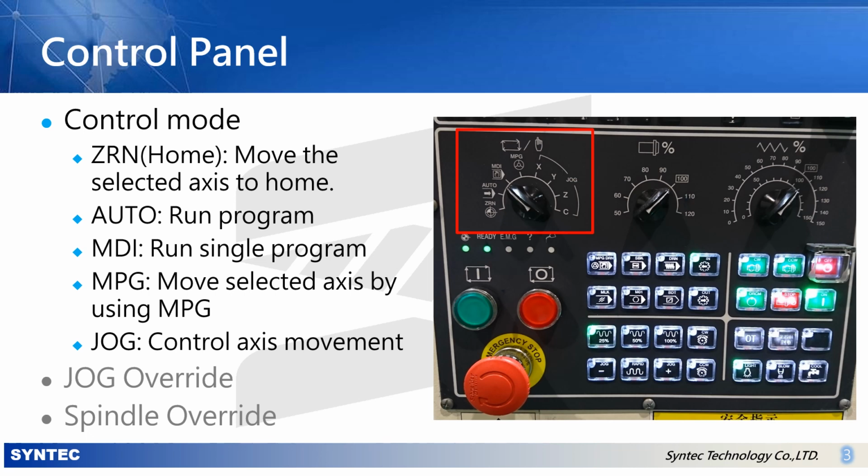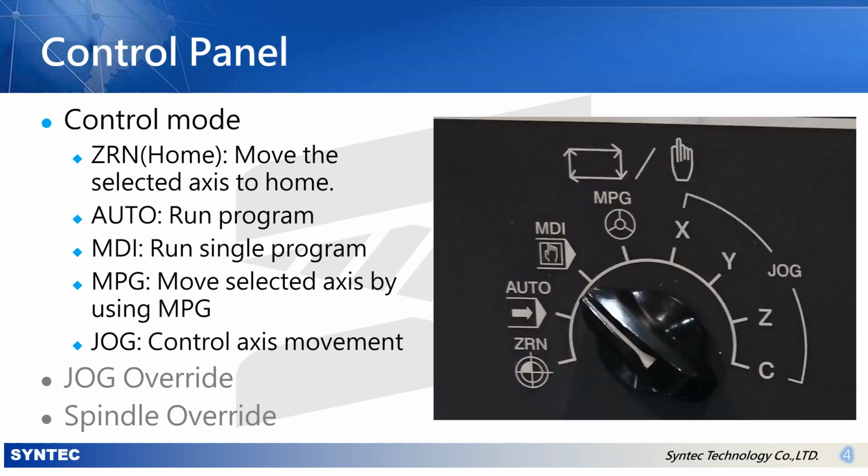When the user turns the rotary switch, the corresponding control mode will also show on the controller. In this example, we can see the control modes from left to right are ZRN, Auto, MDI, MPG and Jog. ZRN means move the selected axis to home, Auto means run program after pressing cycle start.